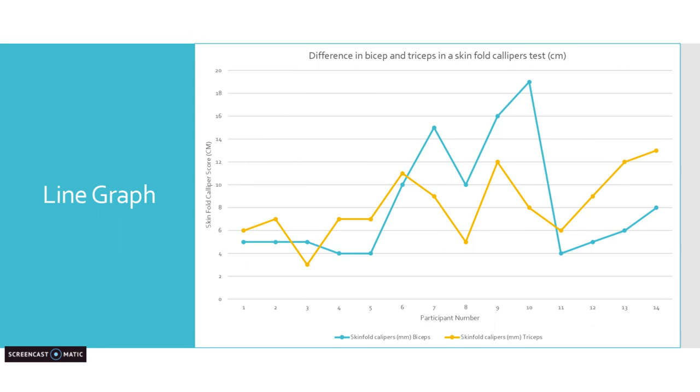So again, we've got along the bottom, the key shows that the bluey green is the biceps in millimeters, and the skin fold calipers, centimeters, sorry, and the skin fold calipers are in the yellow. And along the bottom is the participant. So you can clearly see when you look at the graph the difference in size of each participant's bicep and tricep simply by looking at the dot, the bottom dot, and then the different coloured dot above it.